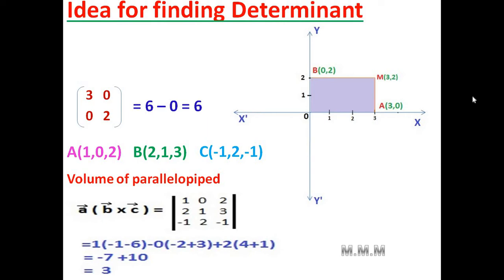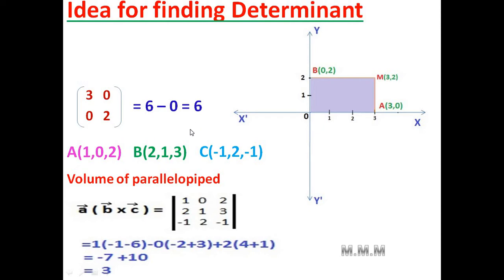In this coordinate system, if we take 2 points A(3,0) and B(0,2), then the area will be covered by OAMB. If we write these 2 points in matrix form, it will be 3 0 and 0 2. The area will be 3 into 2 equals 6, minus 0 into 0, which is 0, so 6.